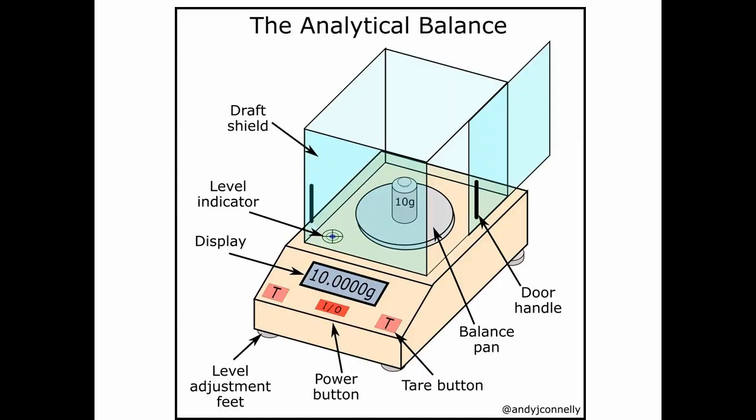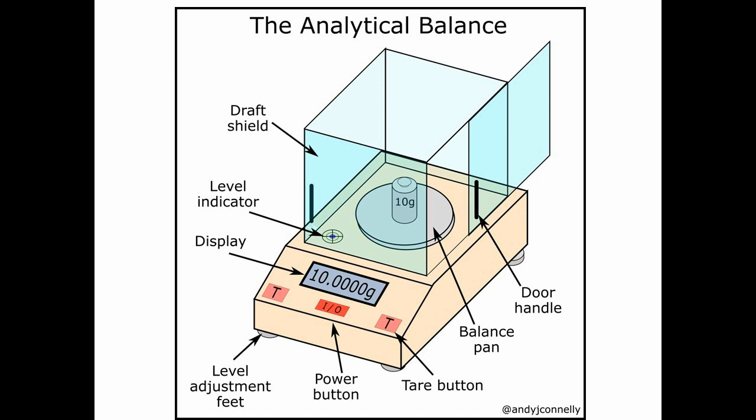In this slide you can see the parts of a common analytical balance. The balance consists of a draft shield which acts as a barrier for air current. Level indicator: it indicates the balance is kept correctly. Display unit shows measured mass. Level adjustment feet help to adjust the spirit level or bubble at center.